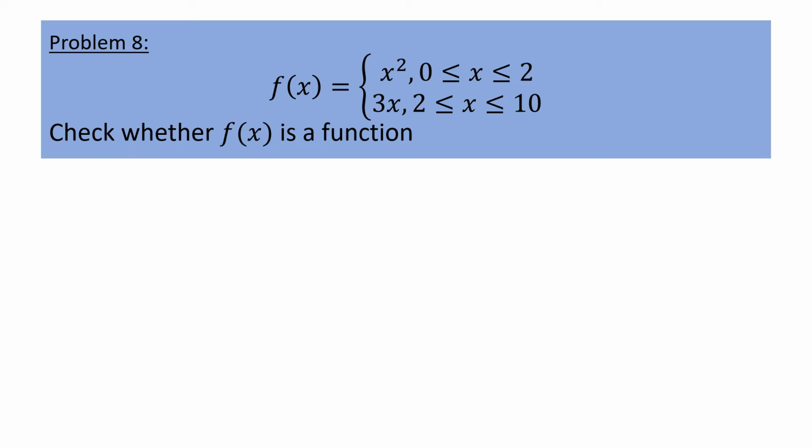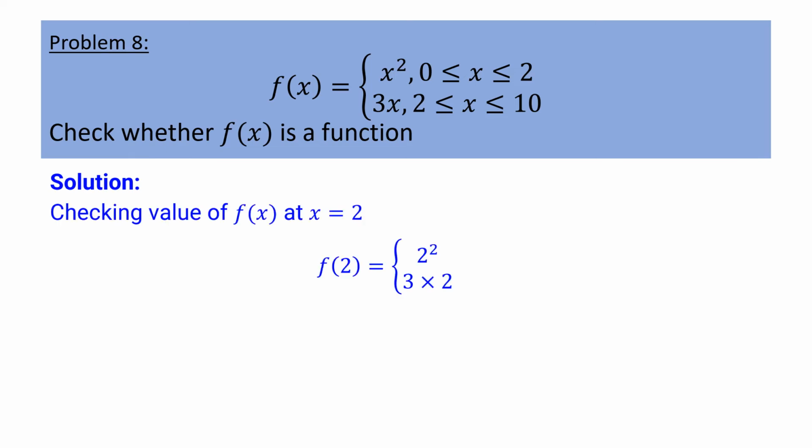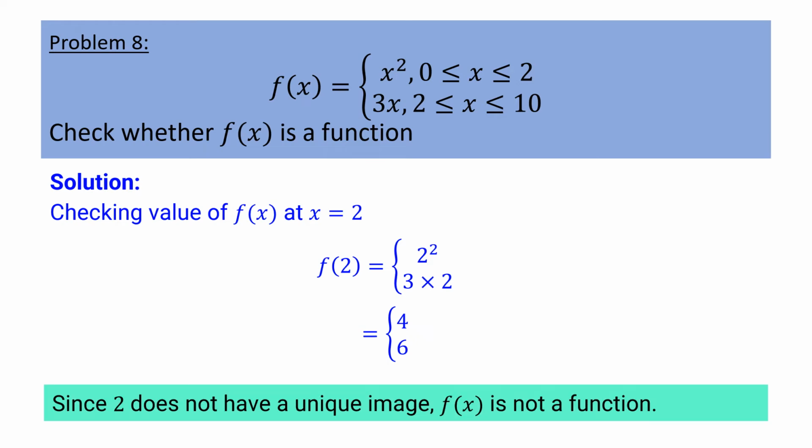Therefore, the value of this function when x is equal to 2 is 2 square and 3 times 2, and this is equal to 4 and 6. Therefore, we see that the value 2 does not have a unique image in the range and therefore this is not a function.